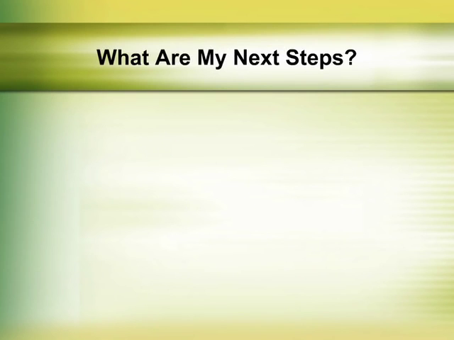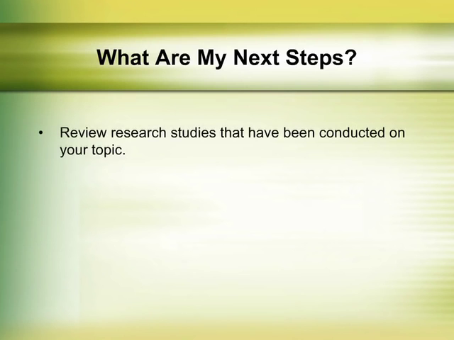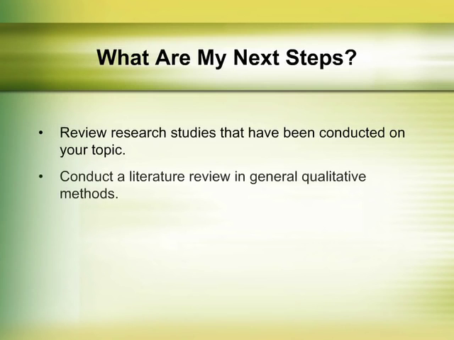Once you have decided to embark upon the process of conducting a quantitative study, use the following steps to get started. First, review research studies that have been conducted on your topic to determine what methods were used. Consider the strengths and weaknesses of the various data collection and analysis methods. Next, review the literature on quantitative research methods. Every aspect of your research has a body of literature associated with it.